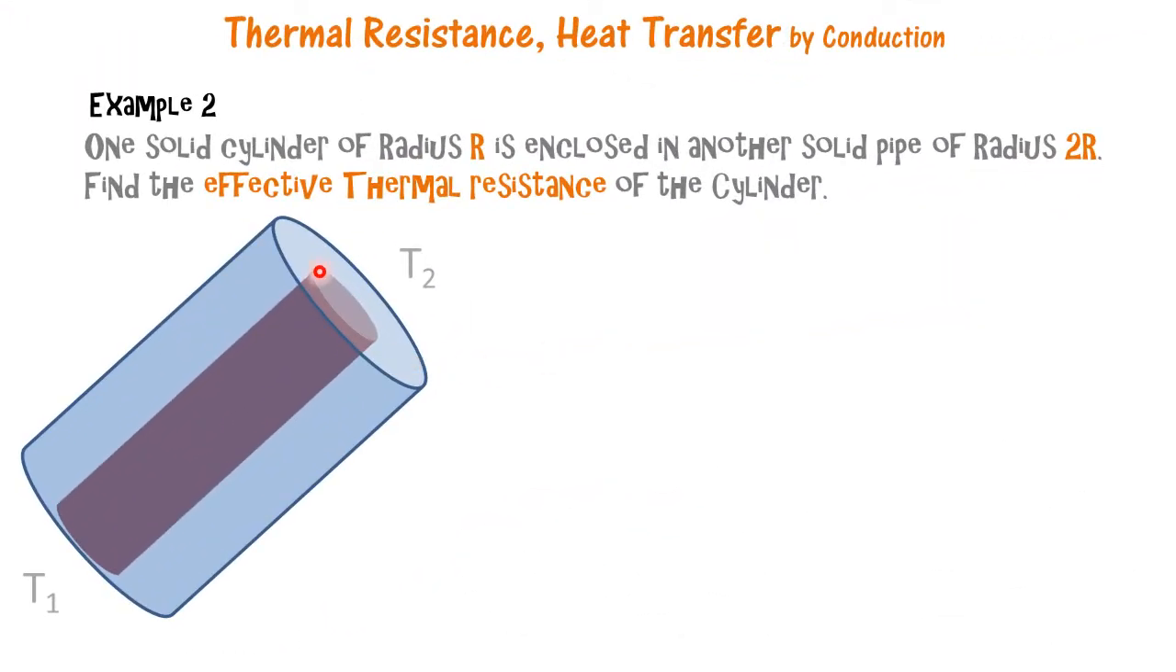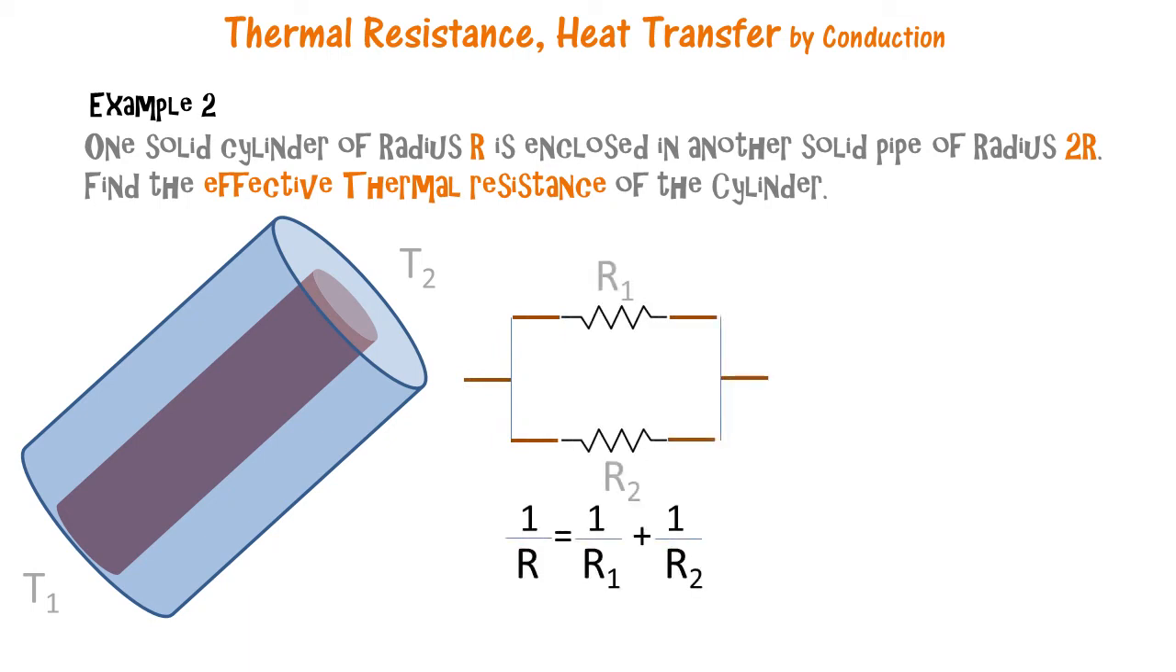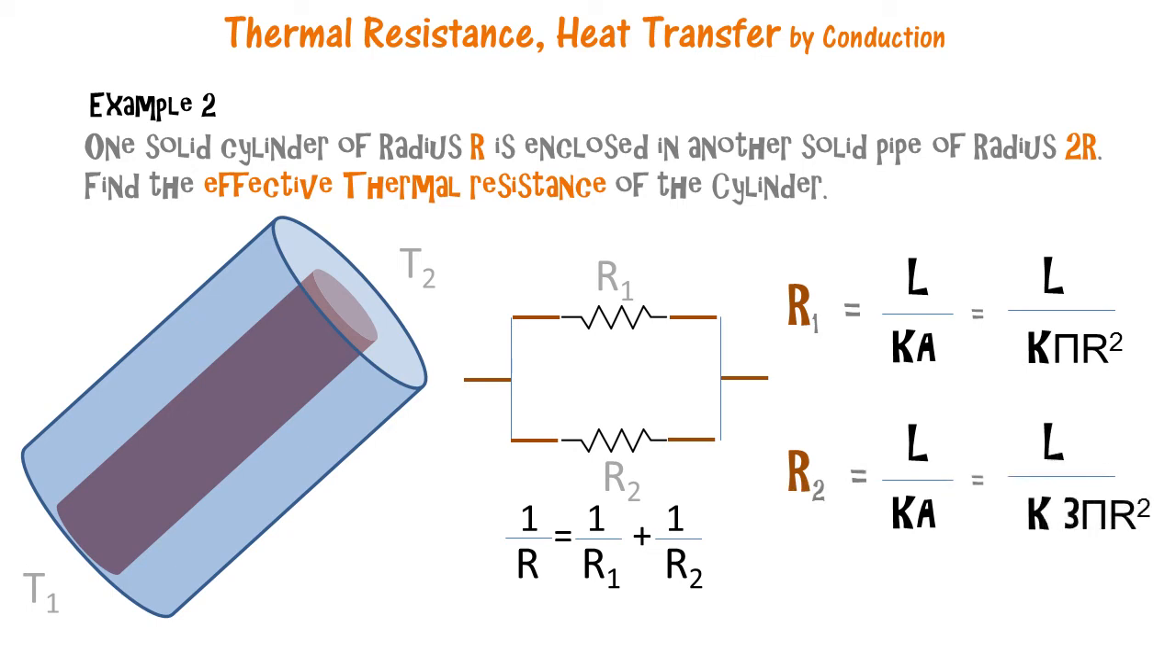So we have a solid inner pipe surrounded by a solid outer pipe and we have to find effective resistance between T1 and T2. So the heat current flowing from T1 to T2 gets divided between the inner pipe and the outer pipe, and in that sense it behaves like a parallel electrical circuit. So we can find R1 resistance of the inner pipe and R2 resistance of the outer pipe. The area for the outer pipe is taken as area of the outer pipe minus area of the inner pipe, and that is how we get 3 pi r square.